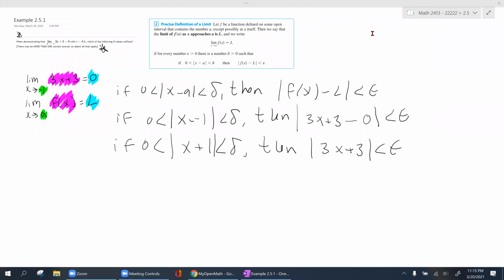The point of the game here is that your goal is to make your epsilon part look just like this. You want everything inside the absolute value to look like that. So in other words, that f of x minus L part, you're going to have to factor things out. For all of these, you're going to have to factor things out. One thing I know I can factor out is a 3. And whenever two things are multiplied inside an absolute value, you can apply it to each one individually.